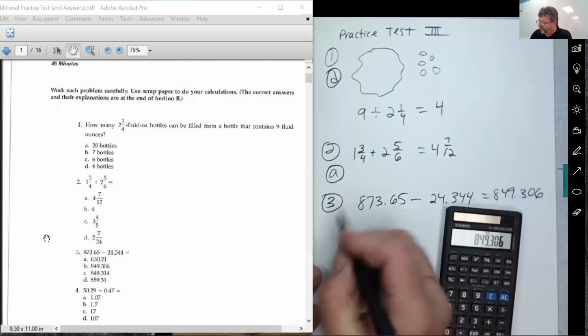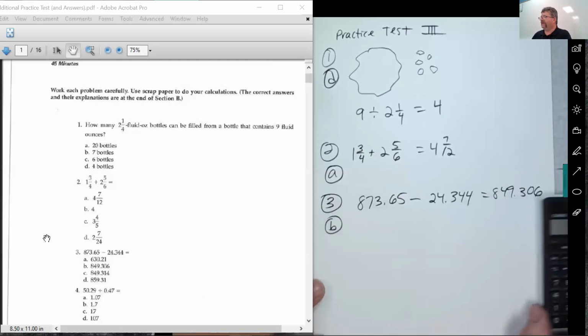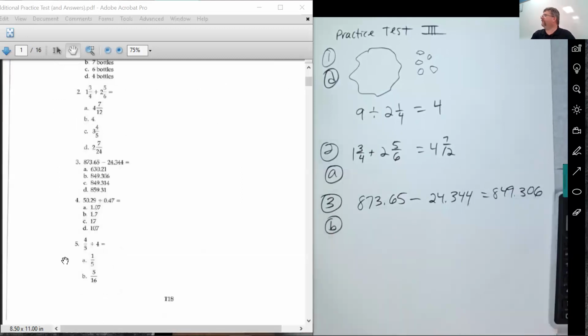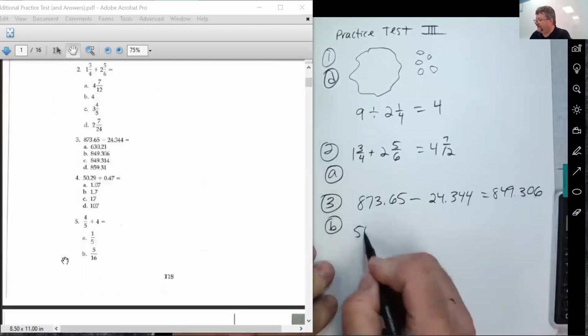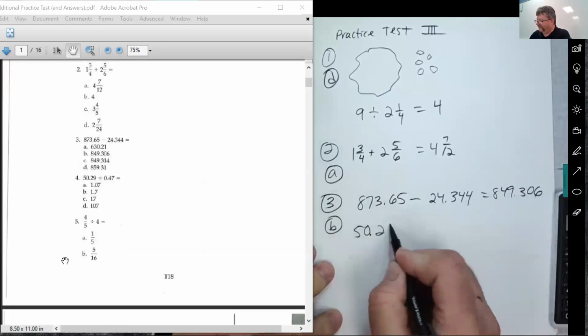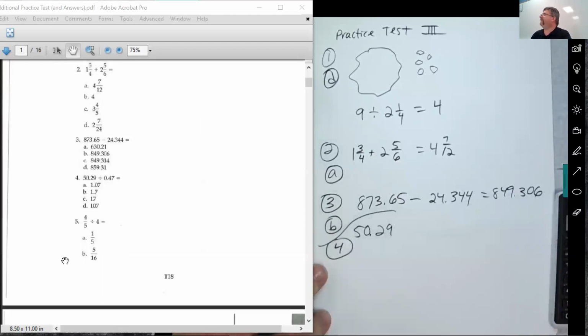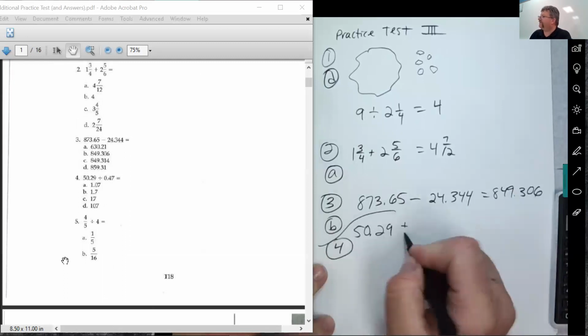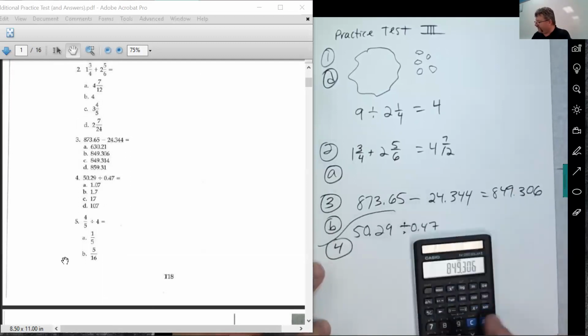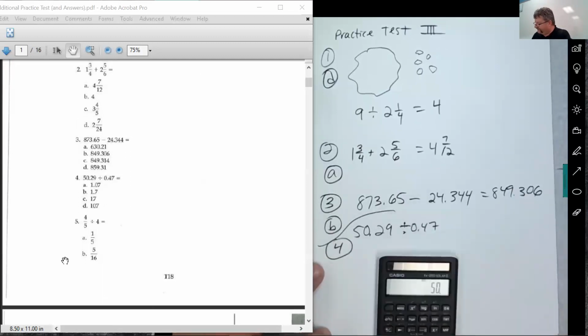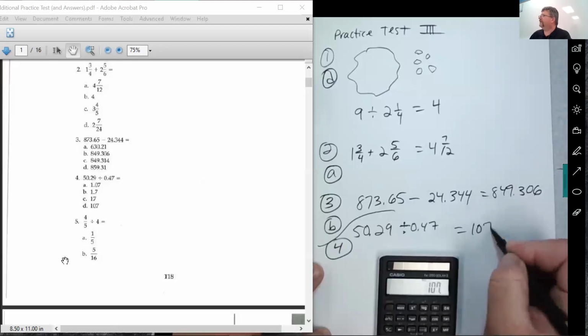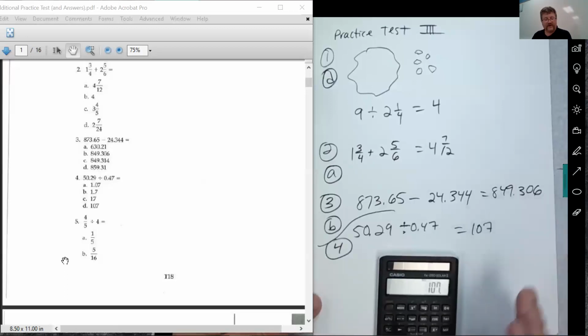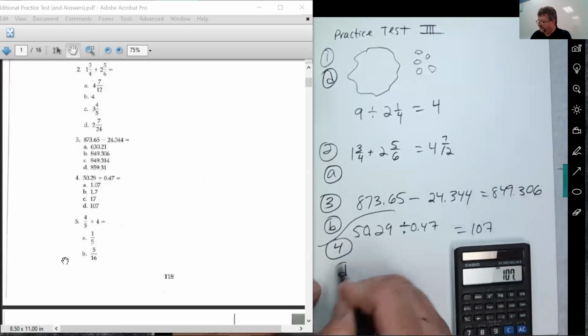Okay, too bad they can't all be this easy, right? That would be a nothing exam. Here's another pretty easy one, well, with the calculator it is. This is number 4. 50.29 divided by 0.47. Again, by hand these would be somewhat cumbersome, nothing you haven't done a million times before, but again, speed matters on this exam. 107. If we check out our choices, choice D is 107.